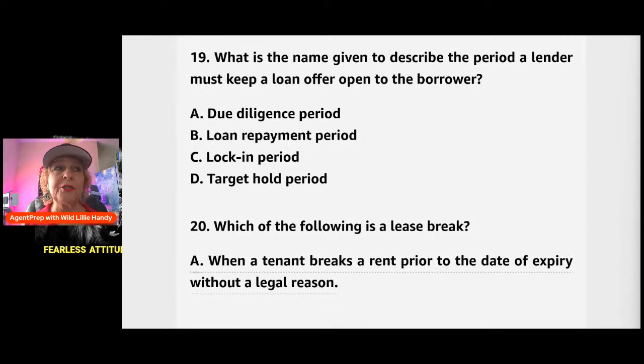So the name given to describe the period a lender must keep a loan offer open to the borrower is C, lock-in period. They end up locking the rate and giving a deadline, so this loan pre-approval is good for 3 months, 6 months. They don't want to do it for very long because individuals can go and mess up their credit by spending money. Got it?